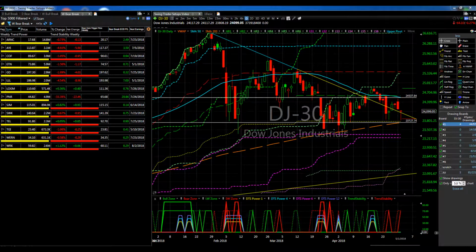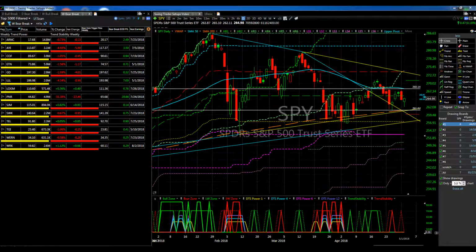Looking over at the SPY, we're still just staying in this little wedge area here between the 50 day and the 200 day, and probably will continue to. Although a couple of big days could get us back up above the 50, and then we'll start worrying about this overhead trend line at that time.